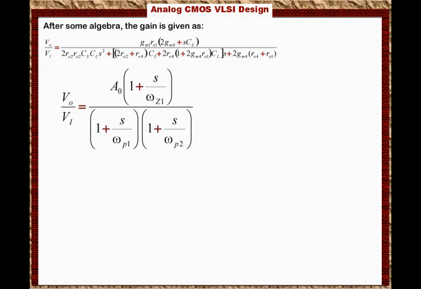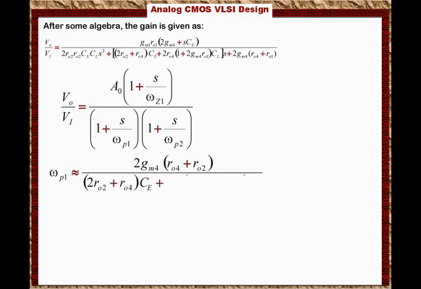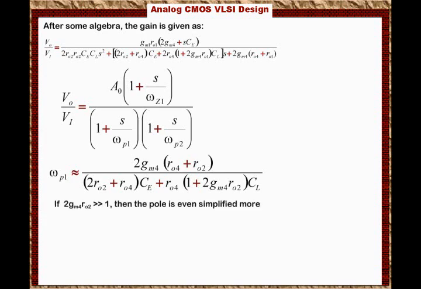Then we can find the first pole, which is the dominating pole, omega P1, to approximately equal 2 times GM4 times RO4 plus RO2, over 2 times RO2 plus RO4 times CE plus RO4 times 1 plus 2 times GM4 times RO4, quantity multiplied by CL. If we assume that 2GM4 RO2 is much bigger than 1, omega P1 approximately equals 1 over the parallel resistance of RO2 in parallel with RO4 times CL.